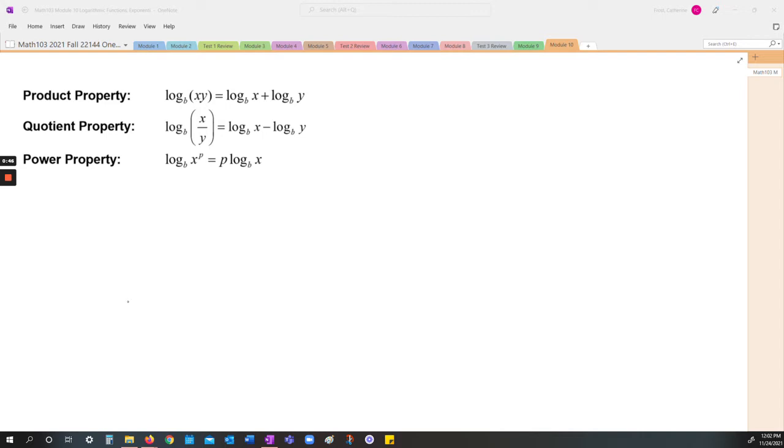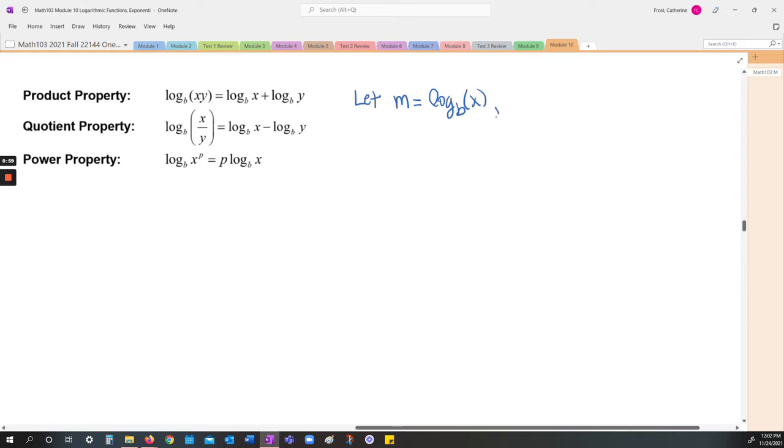But to make it a little bit easier to write things down, let's let m be the log base b of x. And normally I would say n, but that gets a little confusing. Let's see, what's another good letter? How about k? Yeah, let's let k be the log base b of y.